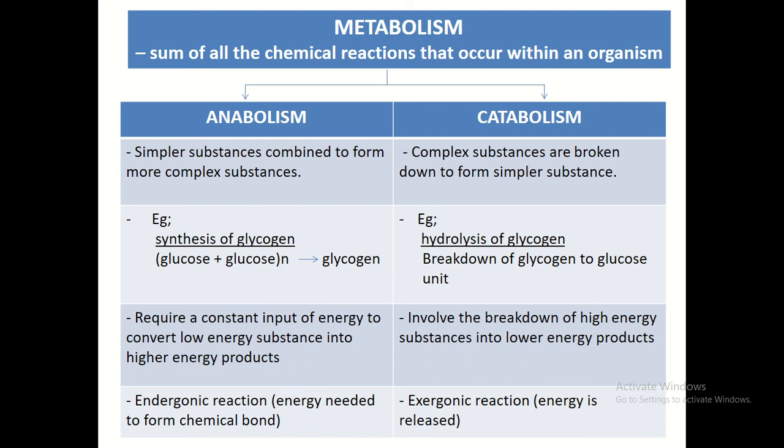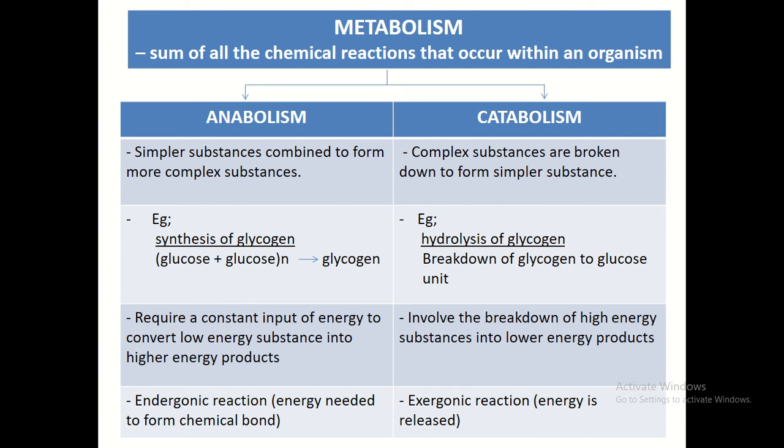And the anabolism process requires a constant input of energy to convert the low energy substances, which is referred to the simpler substances, into higher energy products, which are more complex substances. And anabolism is an endergonic reaction, which refers to the reaction that needs energy to form a chemical bond.